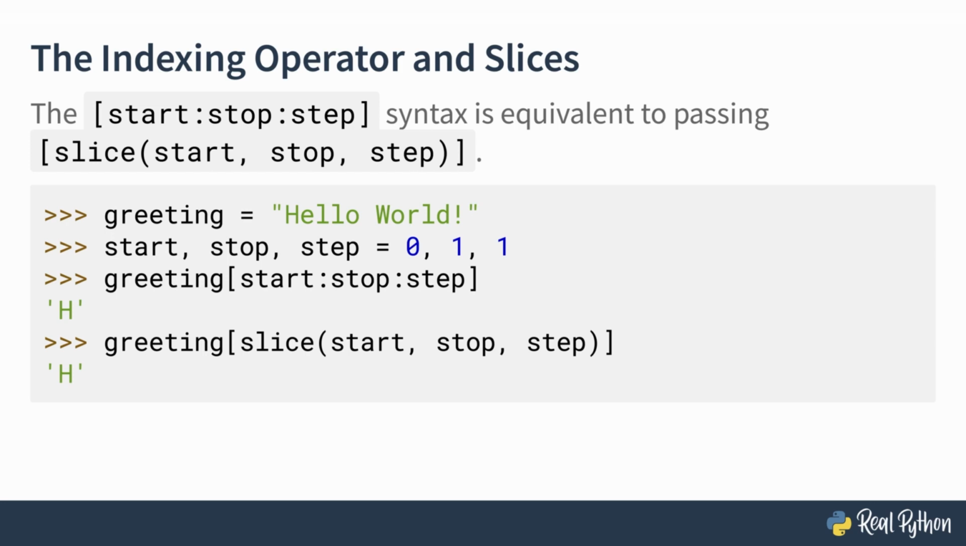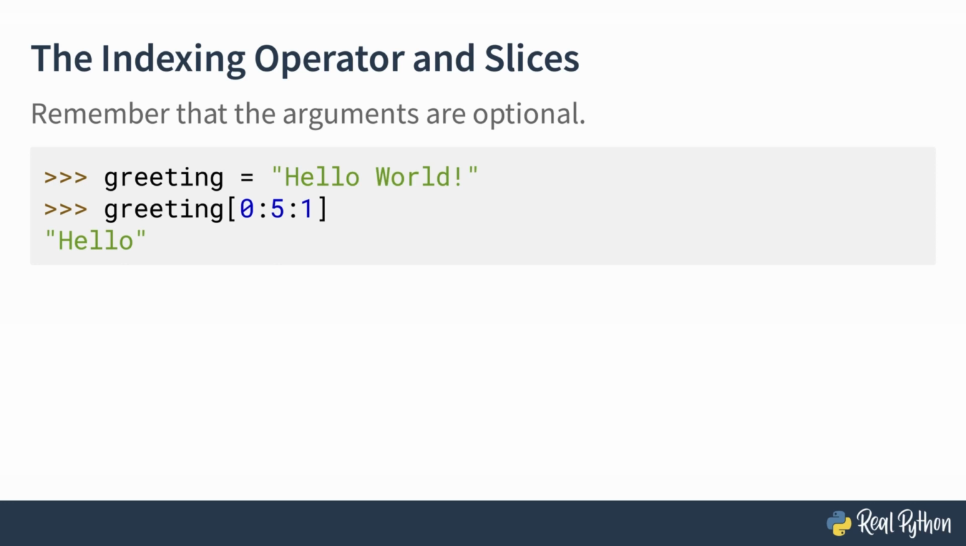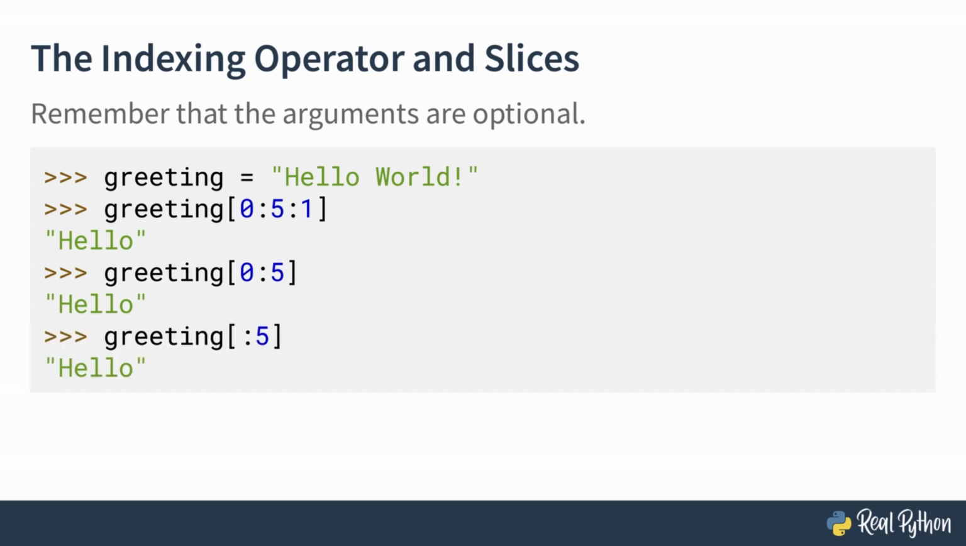Since the arguments start, stop, and step are optional, you can experiment with not specifying them and seeing what the output is. For example, using the same string as before, you can try passing a start of 0, stop of 5, and a step of 1, which should index the first 5 characters with an interval of 1, in this case, hello. Since step is by default 1, you don't have to specify it, and you can simply write 0 colon 5. Recall that start also defaults to 0, so it doesn't have to be specified either. You can just write colon 5.